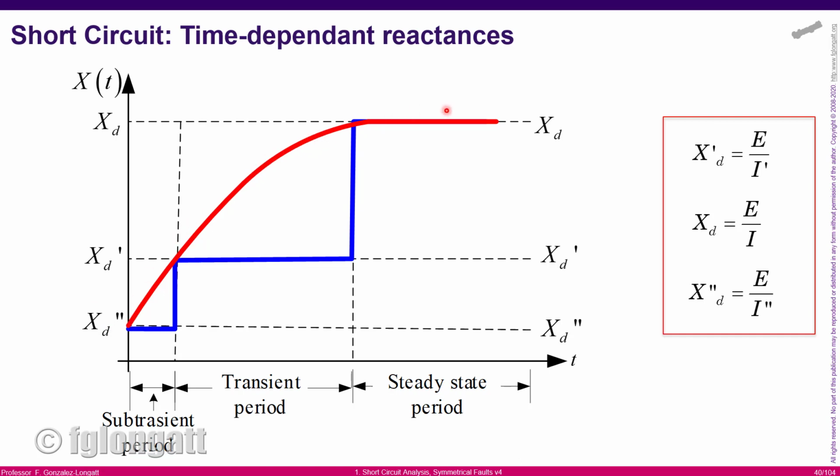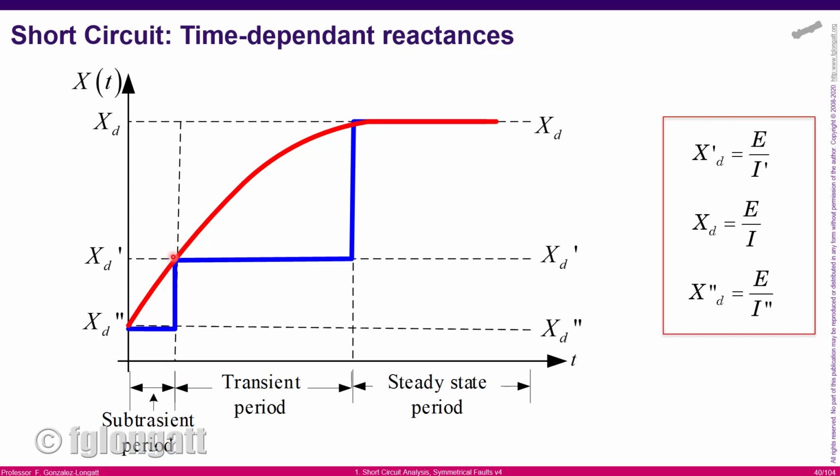In red color, I am showing you a plot of the calculation of the inductive reactance of this machine. At the very beginning, we have a very small inductive reactance, and for a very short time period, this inductive reactance increases extremely fast, and we call that period subtransient period. To represent that subtransient period, we can use an inductive reactance that we call subtransient inductive reactance.